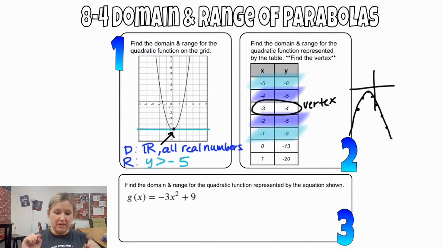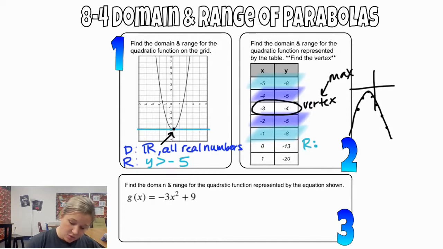So you see that I have a maximum. It's not only that my vertex is here, this is also my maximum. So y is not ever going to get above that. That's why it's called a maximum. And so therefore my range is going to be y is less than or equal to -4. I did not put equal to on the other part. And then my domain, again, is going to be all real numbers.